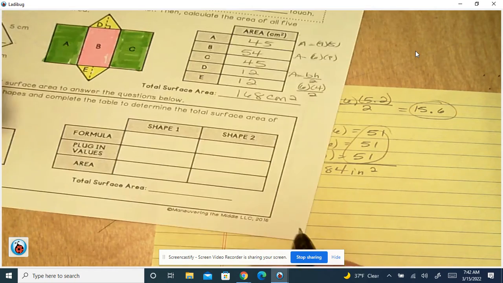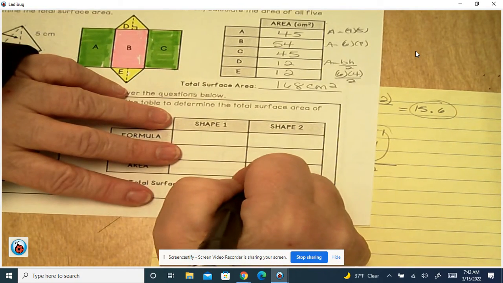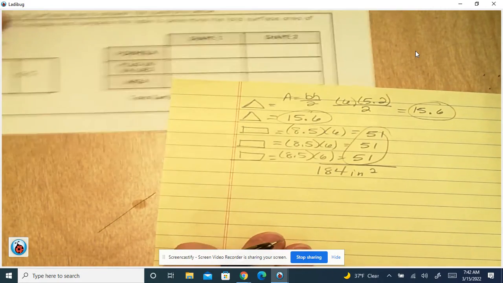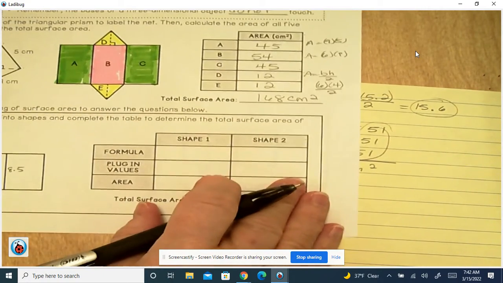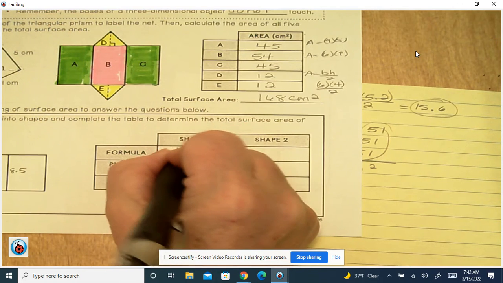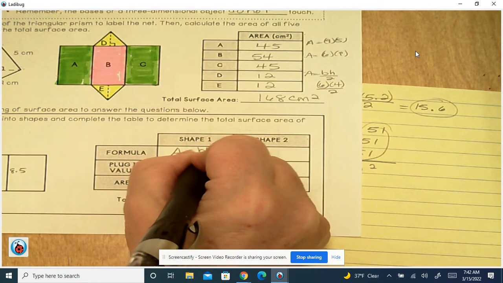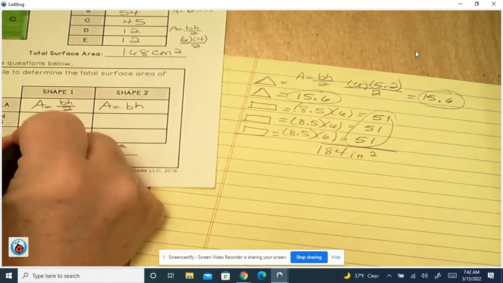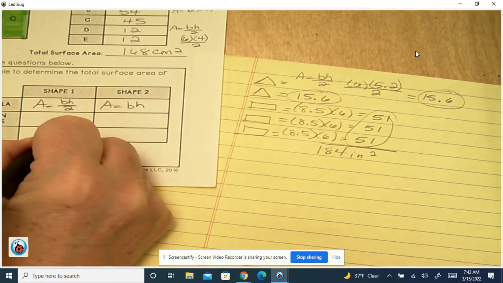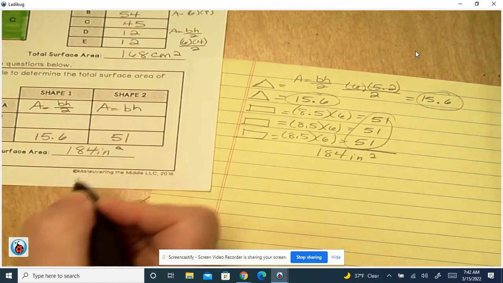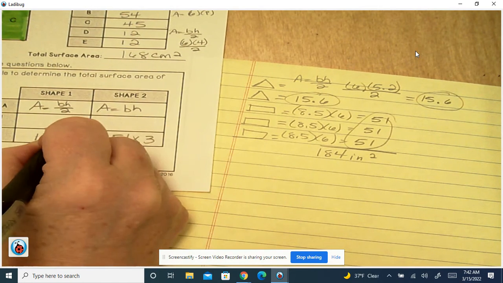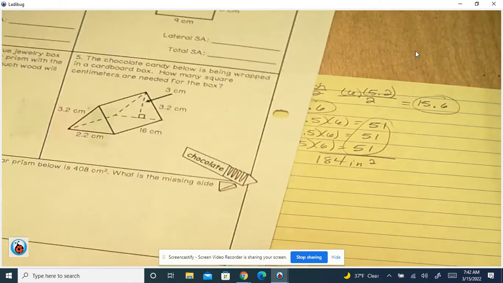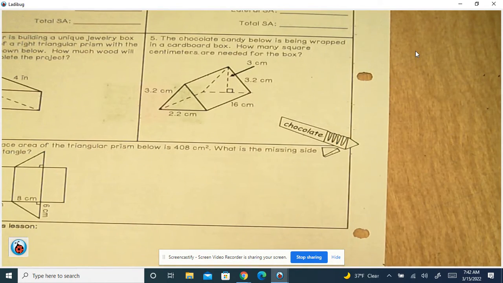So right here in this, I'm going to put 184 inches squared using this right here. So the formulas that we would have used would have been area equals the base times height divided by 2, and the area equals the base times the height. And then for that, you would have gotten 15.6 and then 51. So it's 51 times 3 and 15.6 times 2. Okay, on the back side.